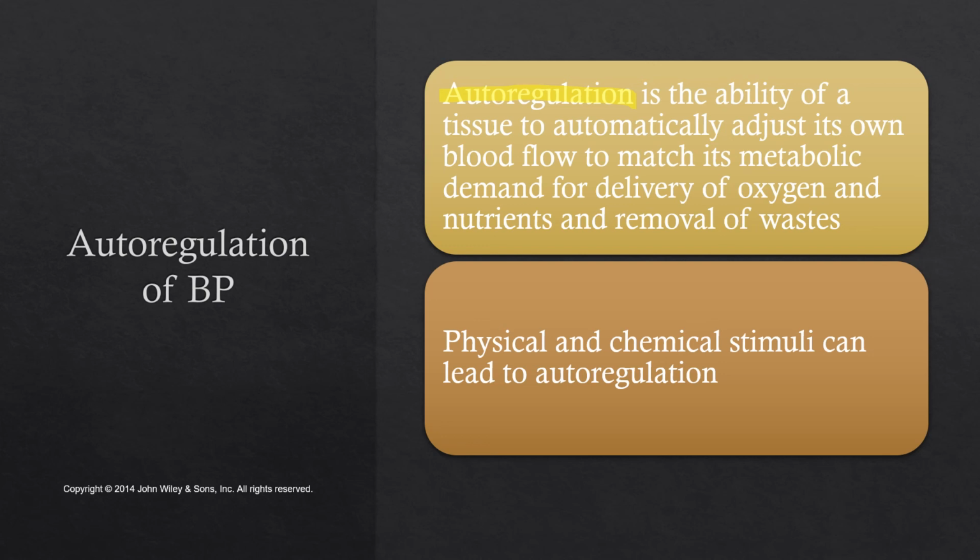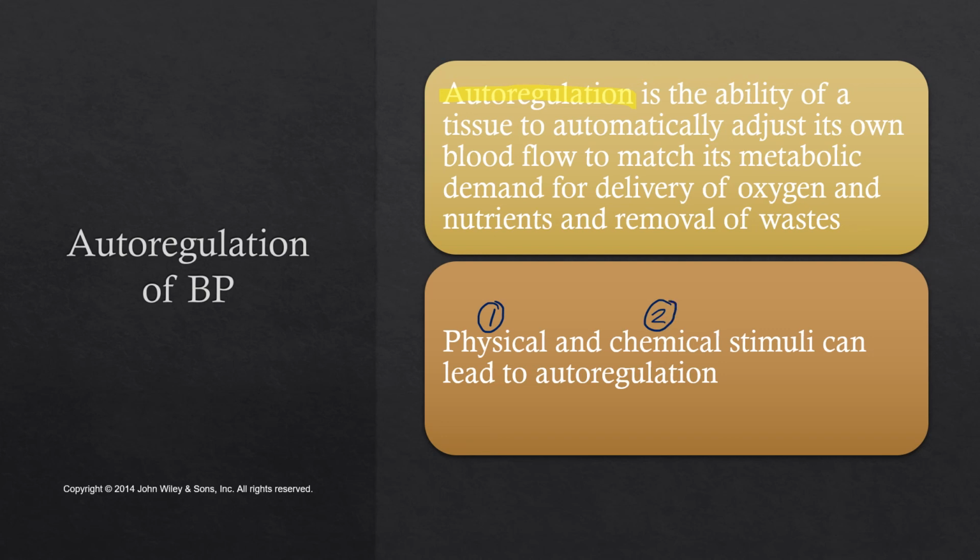Now, there are two general types of stimuli that cause autoregulatory changes in blood flow. The first one is physical changes. So physical warming is going to promote vasodilation, and cooling causes vasoconstriction. So an example of this is when you exercise, your muscles are going to get quite warm, and as a result, the warmth is going to cause vasodilation, which increases blood flow to those tissues.